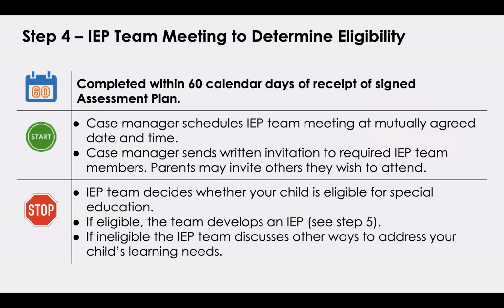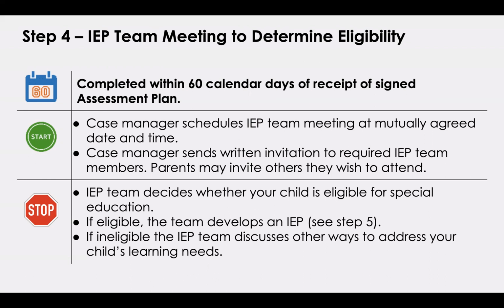Step 4 is the IEP team meeting to determine eligibility. It's completed within 60 calendar days of receiving the signed assessment plan. It starts with the case manager scheduling the IEP team meeting at a mutually agreed upon date and time. The case manager then sends the written invitation to all the required IEP team members. Parents can also invite others that they wish to attend.